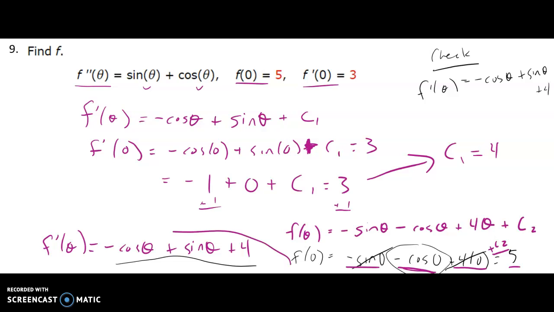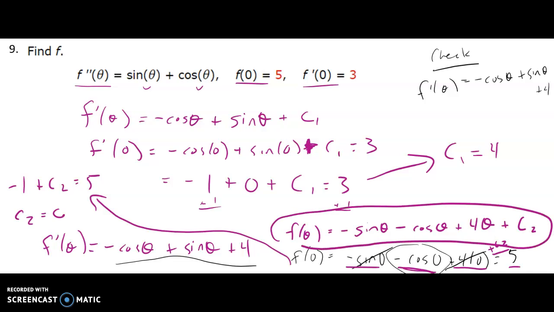Let me come over here since I'm running out of room. Negative 1 plus C2 equals 5, and it gives me a value for C2 of 6. So here's my answer. I'll save myself a little bit of writing. I solved for C2 right over here and I got 6, so I'm just going to replace C2 with 6. And that is my function.